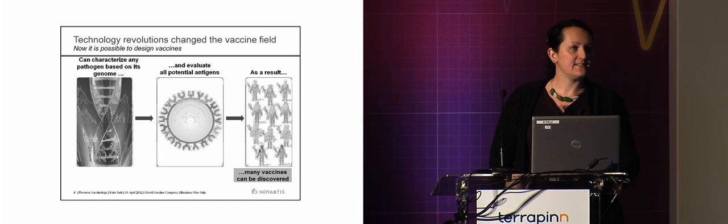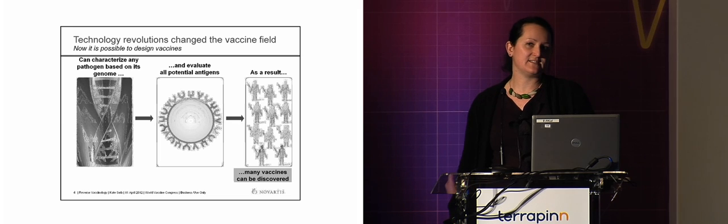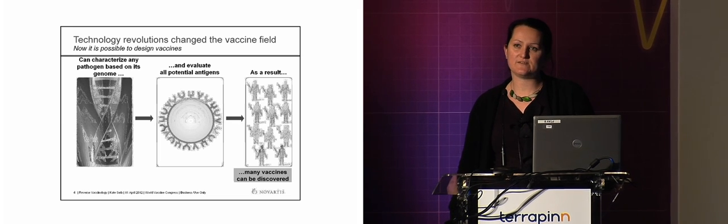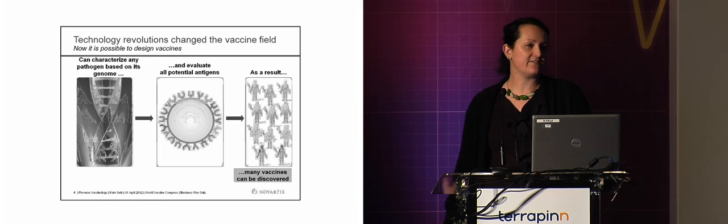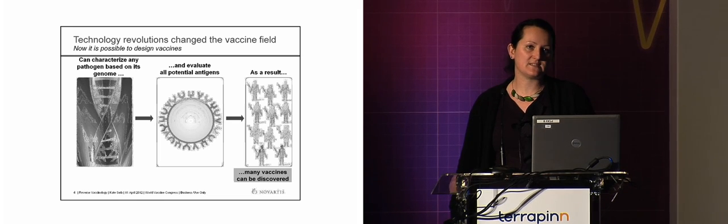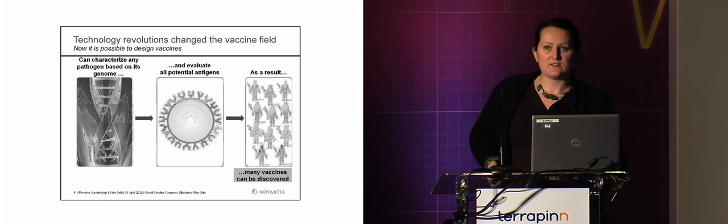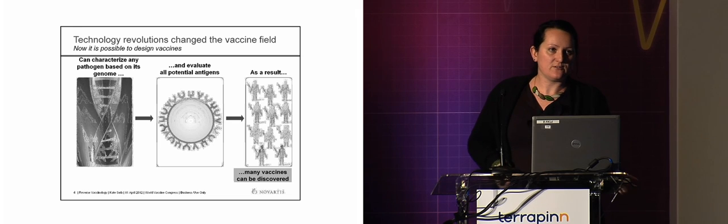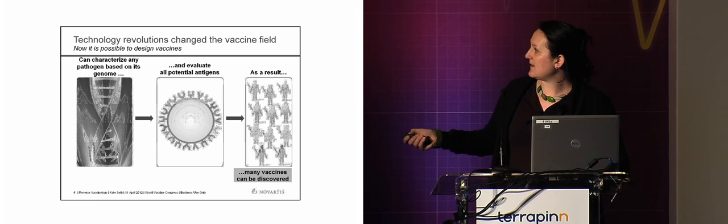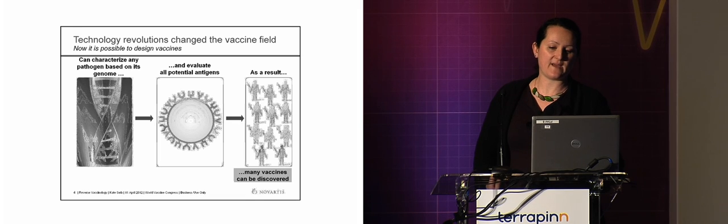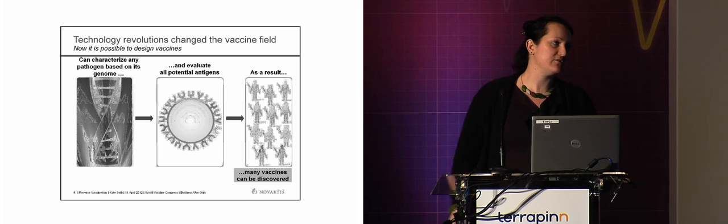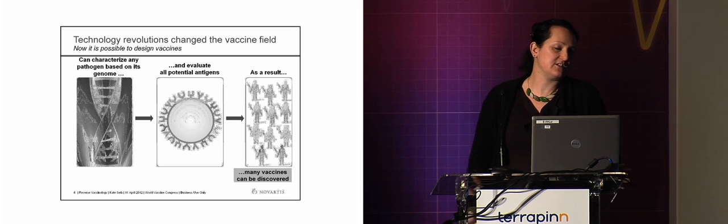However, with more recent and continuing technology revolutions, the vaccine field has dramatically changed. In particular, the ability to sequence the entire genome of the pathogen led to the idea of using this genetic information to identify novel candidates that have been missed by conventional vaccines. So essentially, by looking at the genome sequence and using a process that we called reverse vaccinology, we're able to evaluate all the potential antigens encoded by a pathogen. As a result, many new vaccines can be discovered for pathogens for which conventional approaches have proven insufficient.